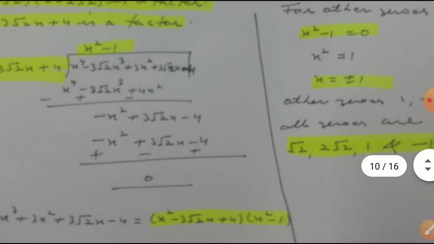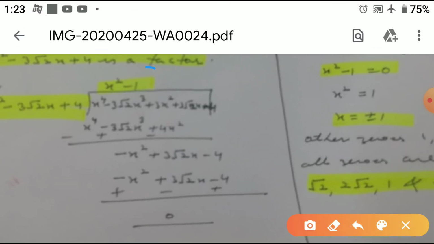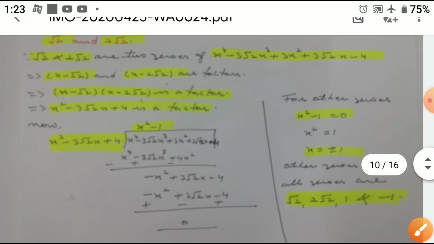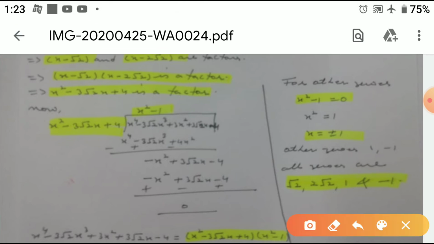So what is the quotient? The quotient is x square minus 1. This is the quotient. Clear? Now to get other factors we have to factorize this. So when you factor x square minus 1 is equal to 0, you get x value as plus minus 1. So the other two zeros are 1 and minus 1, and all the zeros are under root 2, 2 under root 2, 1 and minus 1.